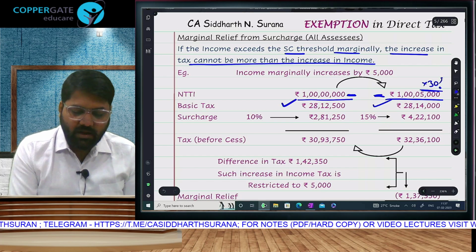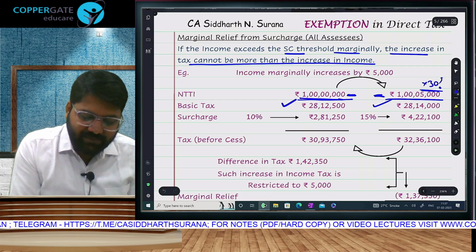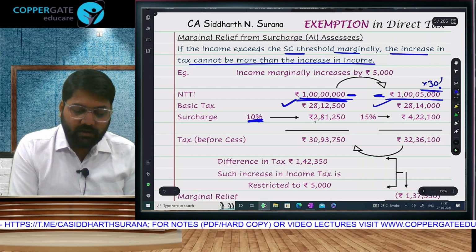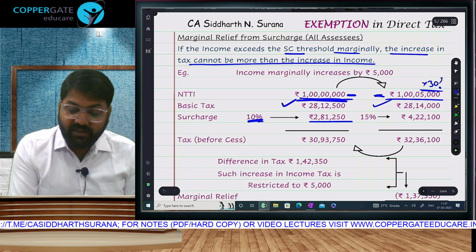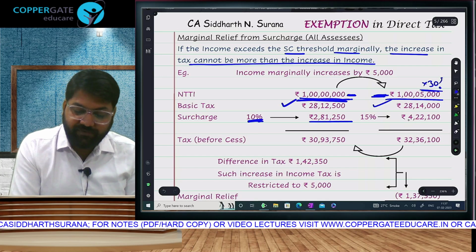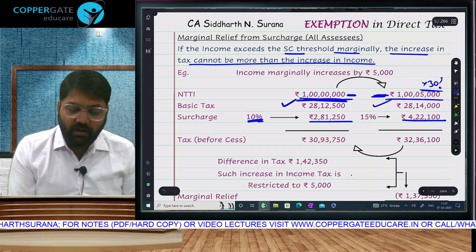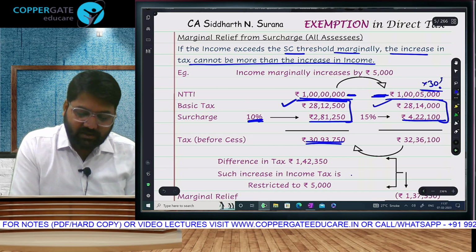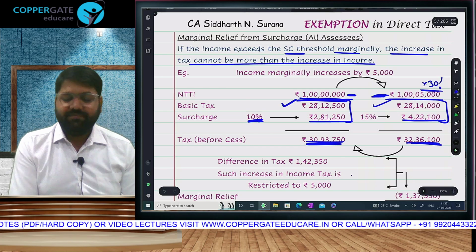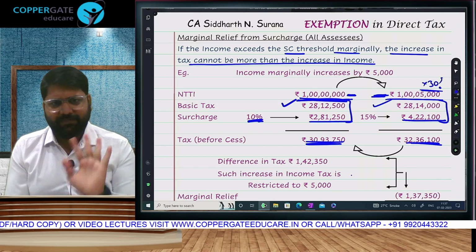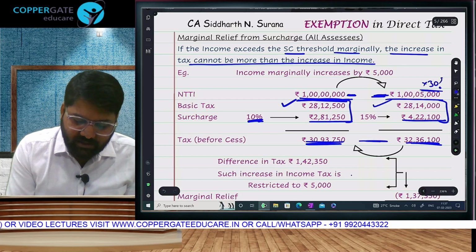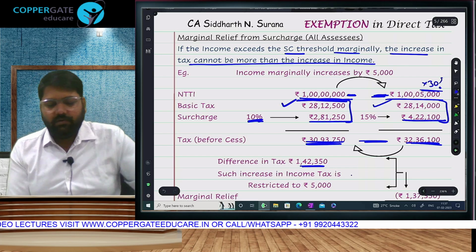Now, do you understand this income is exactly 1 crore, not exceeding 1 crore. So, here surcharge will be 10%, 281,250. And this is exceeding 1 crore. So, here it will be 15%, 422,100. Accordingly, when we add the basic tax and the surcharge, here we get 30,93,750 and here we get 32,36,100. This is basically applying the rates of surcharge. Now, please understand the difference in the two tax figures is 1,42,350.